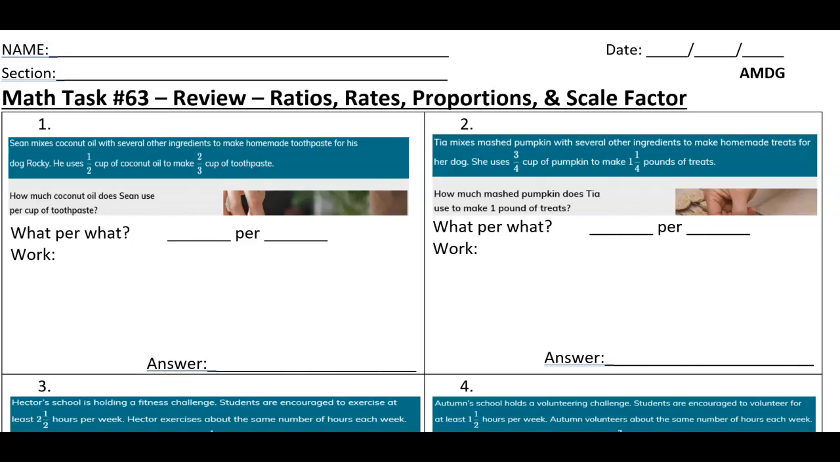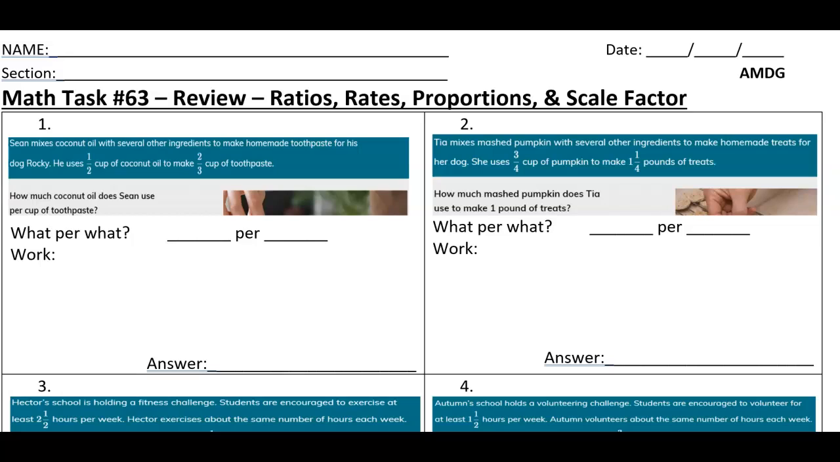Welcome to Math Test 63. We're going to review ratios, proportions, and scale factor. We'll also review circles in order for our test, which will be on Wednesday. So the biggest thing about rates, ratios, proportions, remember, you want to understand what are the two things you're comparing.